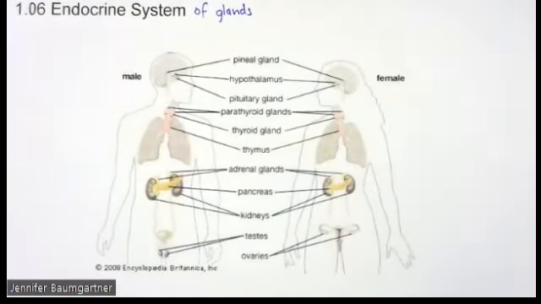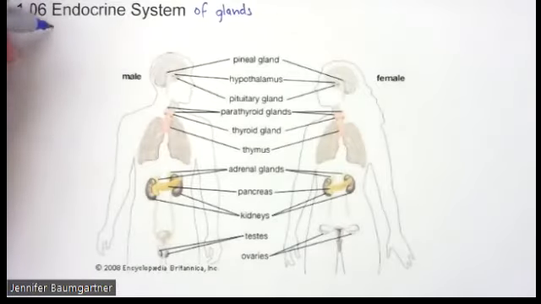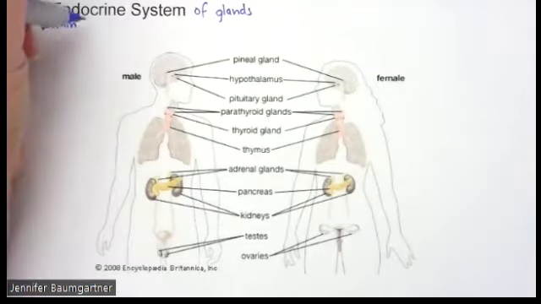And in your body, you have two types of glands. You have endocrine glands and you have exocrine glands. Endo means within or inside. And crine means to secrete.